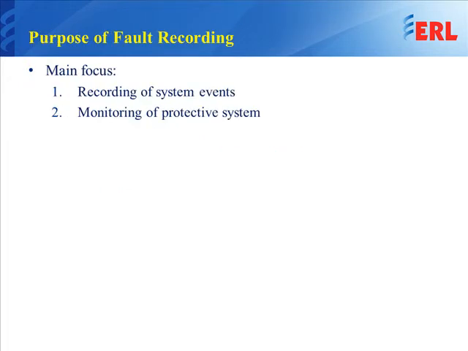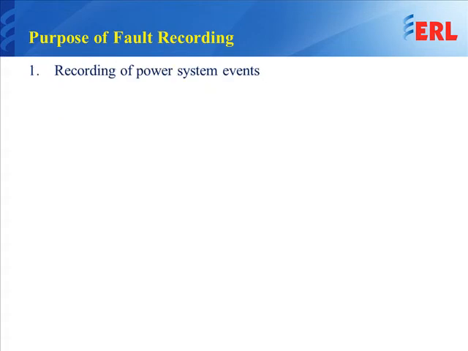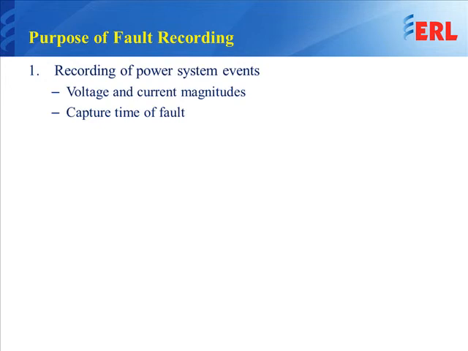So the purpose of fault recording usually falls into these two main categories. One is recording of power system events, and the other one is to monitor power system behavior and protection. When we talk about the purpose of fault recording to record power system events, we talked about recording the voltages and current magnitudes of a certain particular element. Also, we need to capture the time of fault.